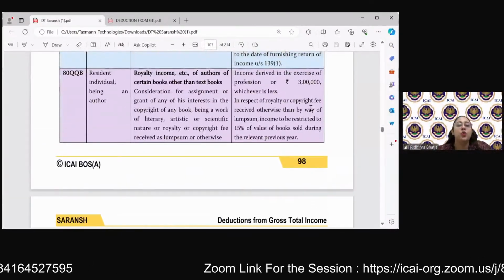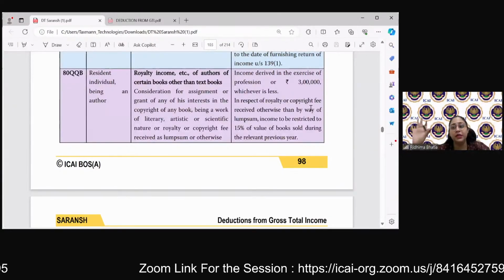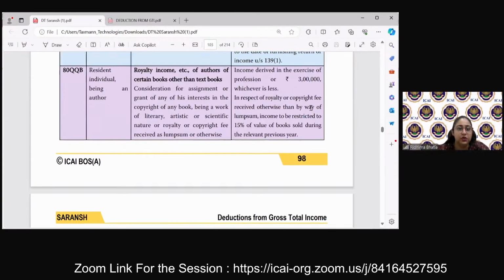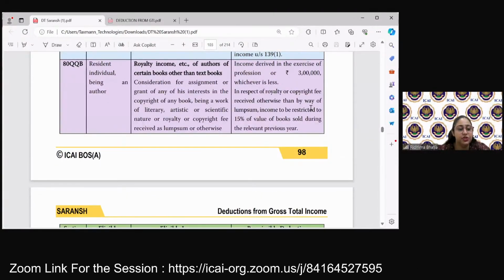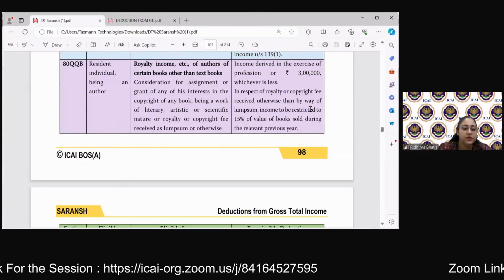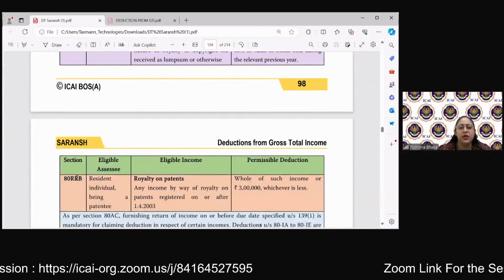QQB and RRB both are royalty income related deduction. Yani when assessee has royalty income in his PGBP income, then QQB and RRB are eligible. First of all, RRB करते हैं, बहुत simple है.